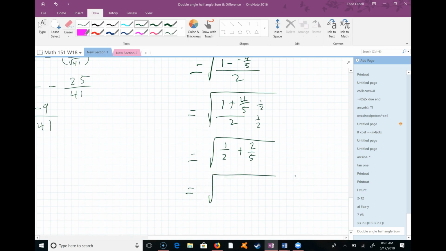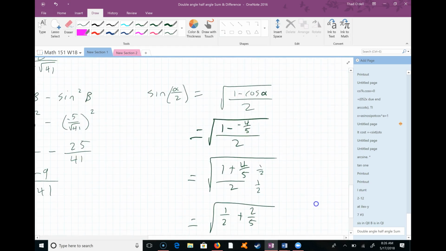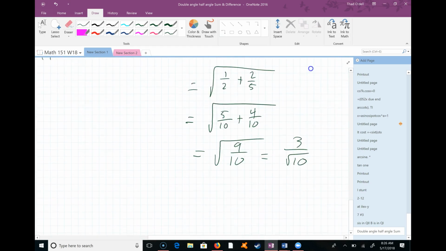Okay, and of course if you get a common denominator here, this would be 5 over 10 plus 4 over 10, and that ends up giving me the square root of 9/10, which is the same thing as 3 over the square root of 10. And that would be my answer for sine of half of alpha.